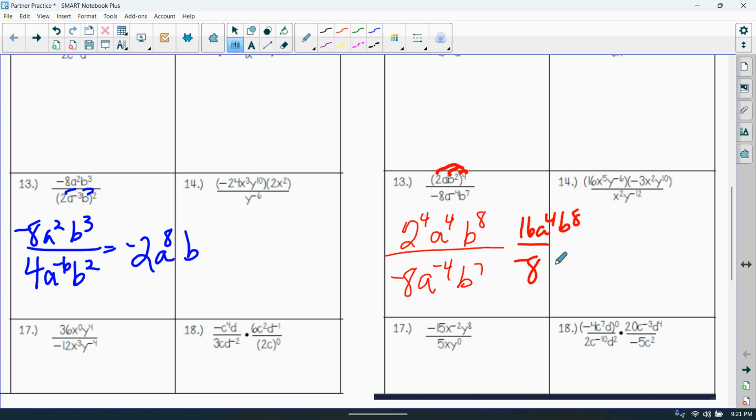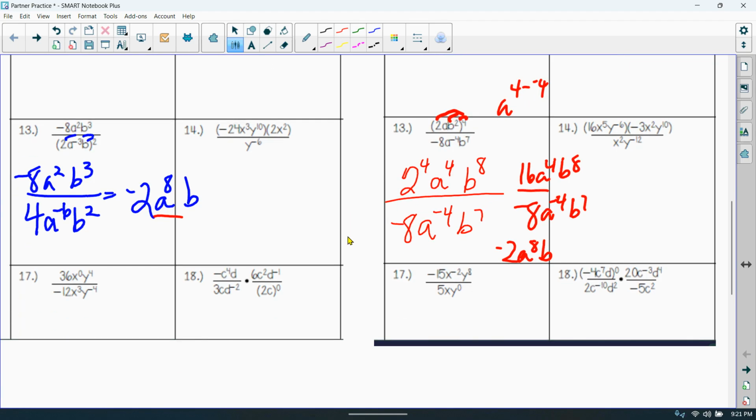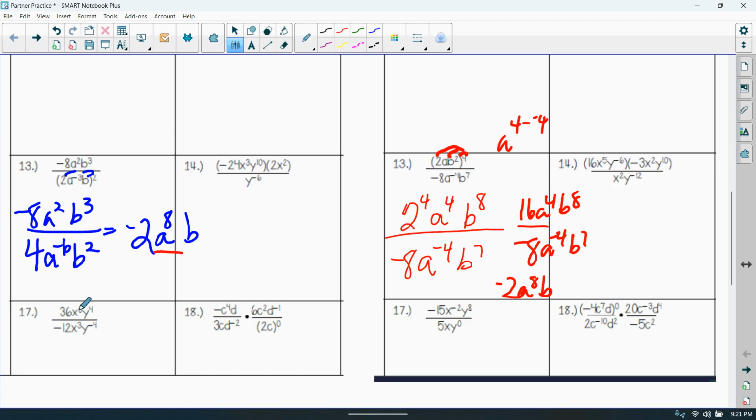B to the 8th over A to the negative 4, B to the 7th. So when I do A to the 4th minus the negative 4, that's why it does end up being negative 2, A to the 8th, B. So it does come out to be the same. Sorry about that, I missed that. So pay attention to your signs, obviously. And then remember, anything to the 0 power is just 1. So this is a 1 right there.